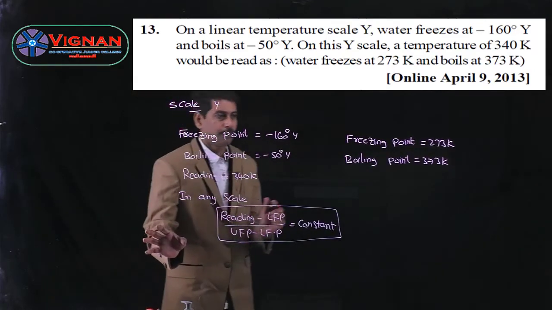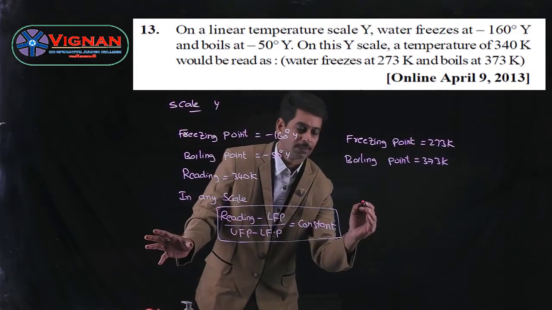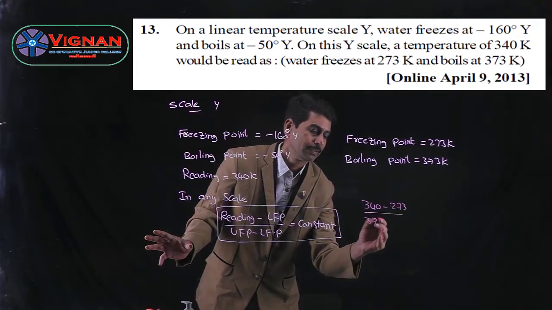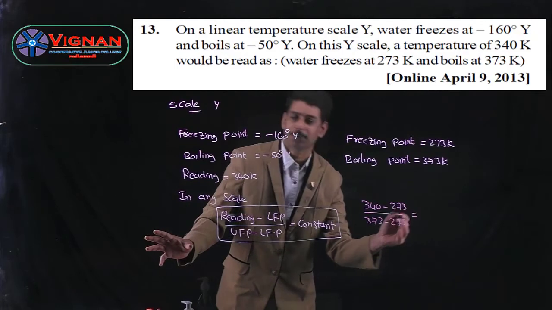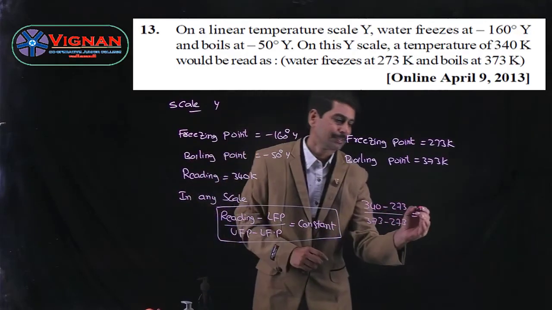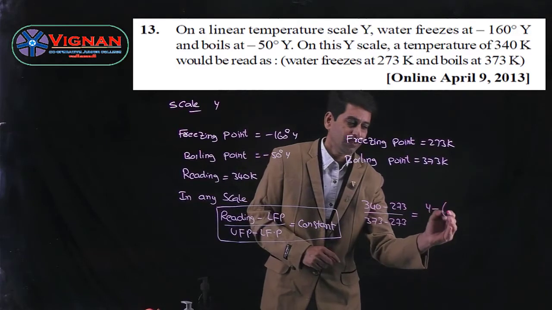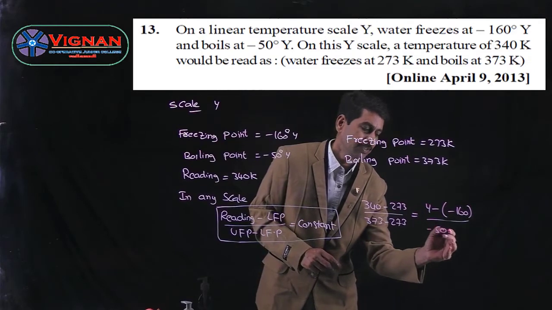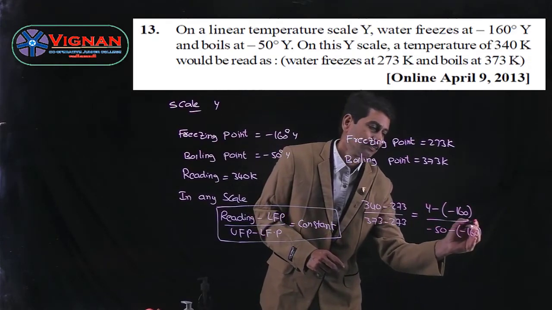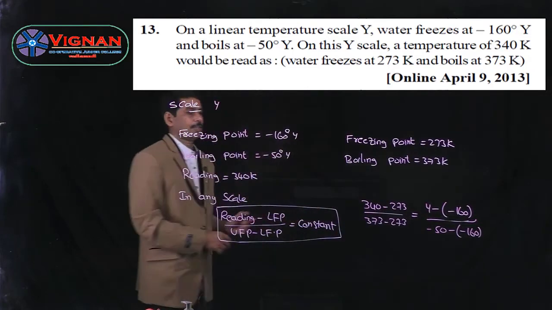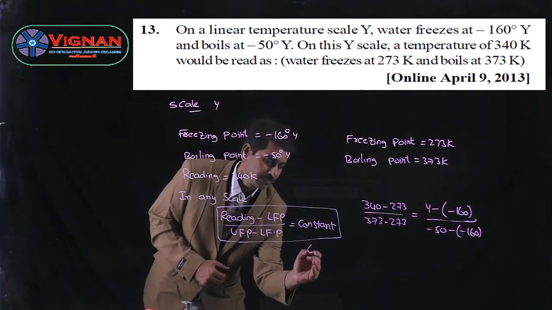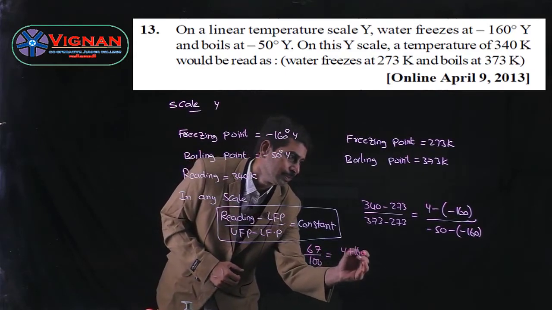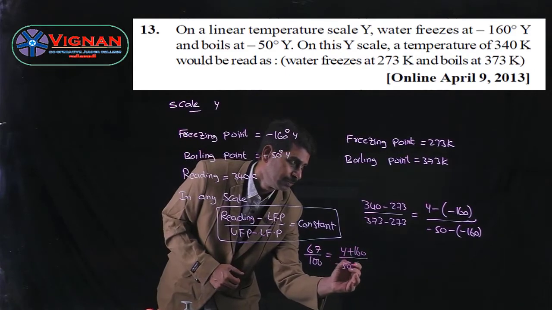So by applying this, we get 340 minus 273 by 373 minus 273, that must be equal to, on this scale, the reading, let us consider y. So y minus the lower fixed point, which is minus 160, divided by the upper fixed point minus 50 minus of minus 160. So we are applying this equation in both the scales. 67 by 100 must be equal to y plus 160 divided by minus 50 plus 160.